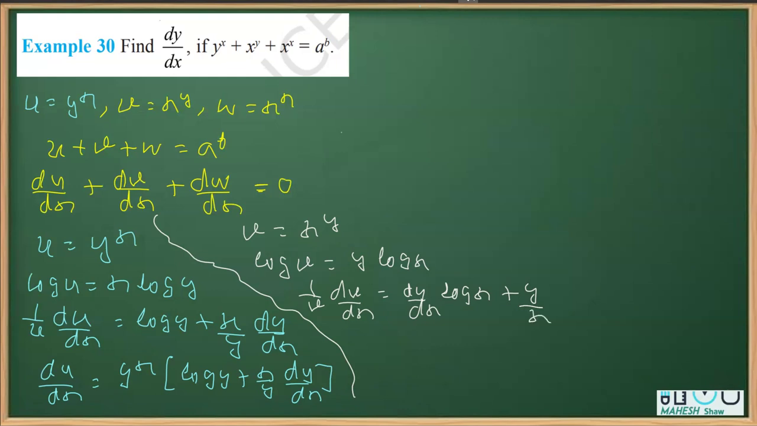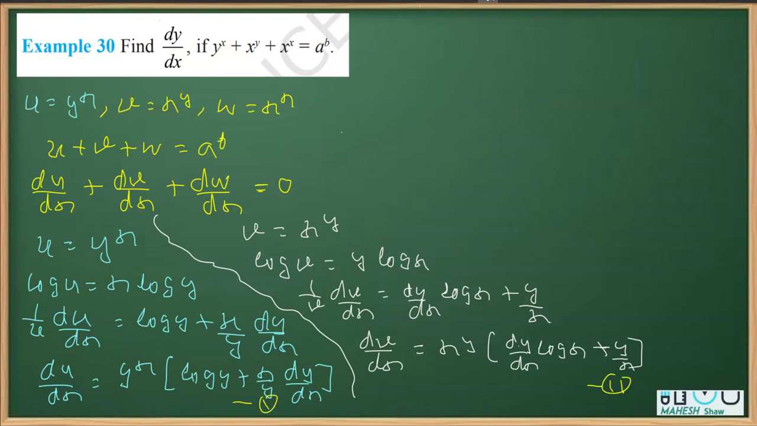Now we can get dv by dx if I transpose v to the other side. v is this, so I'll be writing x raised to the power y times log x, or we can first write dy by dx times log x plus y over x. So we got this also. So we got two equations here, the first being this and the second being this. Now, if we continue solving, we will be finding out for w. So I'm writing w here.